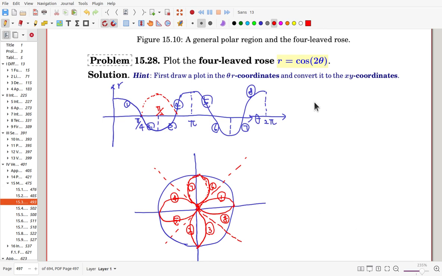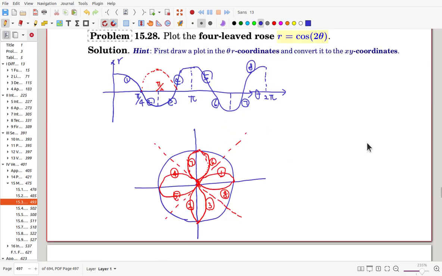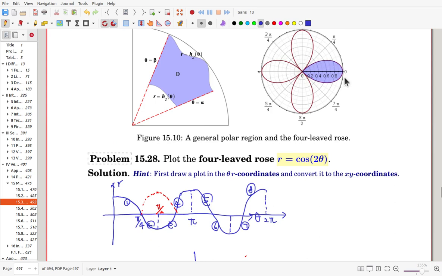First, try to draw a plot in the theta-r coordinates, and then you can convert it to the xy coordinates. Okay. Now, for the four-leaf rose, r is cosine 2 theta. Now, we try to find the area enclosed by one loop. So, for example, in this figure, let's try to find this one.